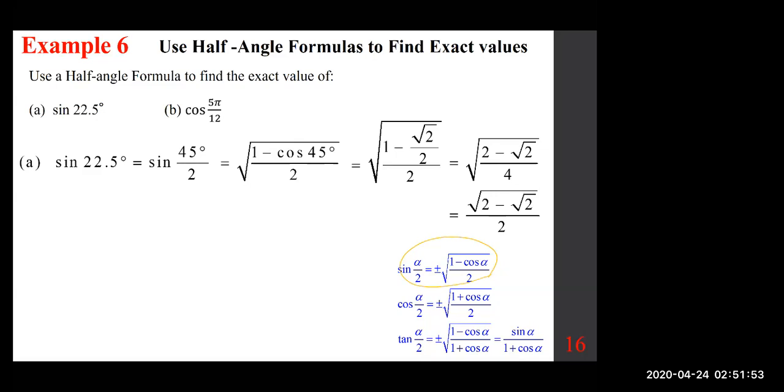Okay. Is everybody following there? What about 5 pi over 12? I hope you realize 5 pi over 6 is a common arc. And so it's 5 pi over 6 over 2, and we are going to use the cosine. Okay?